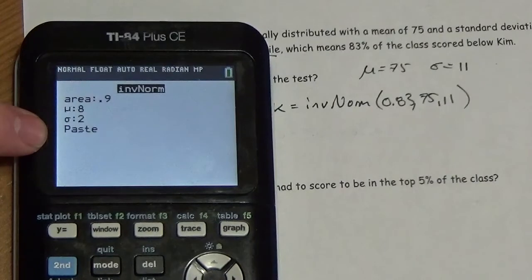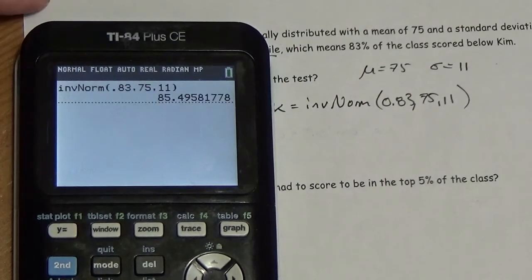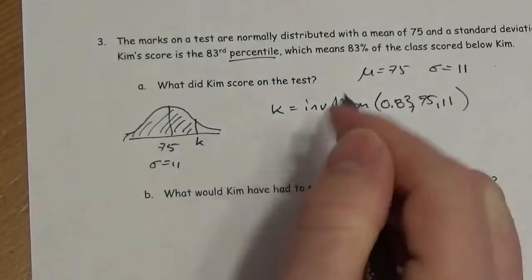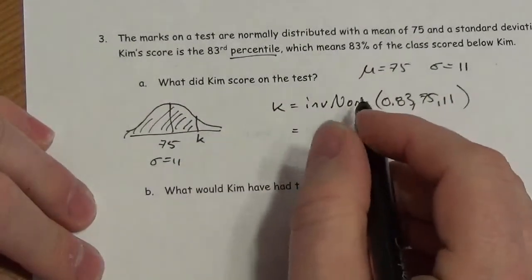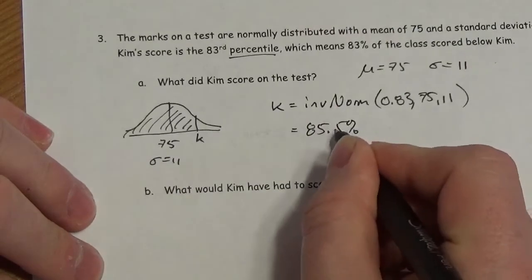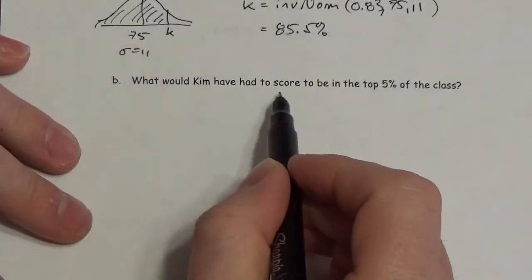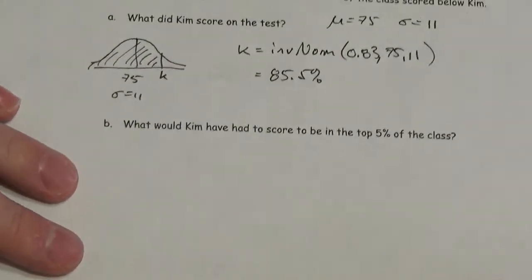So inverse norm, 0.83, 75 and 11. Good, that's what it should look like. And so she got, to the nearest tenth, 85.5%.